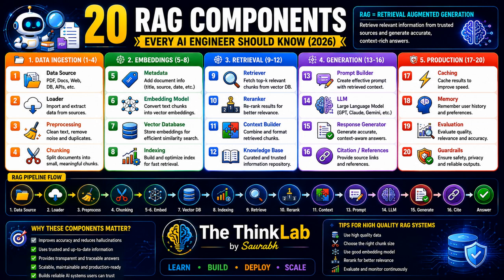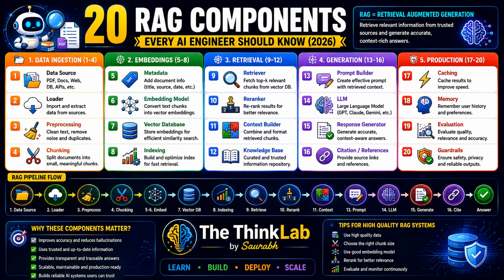Now we are moving to point number 18, the memory, right? Memory helps the AI remember the previous conversation and user preferences. This creates a personalized experience, and memory is especially useful for the AI agent, right? Without memory, the conversation starts from zero. So memory is a very important component in RAG.